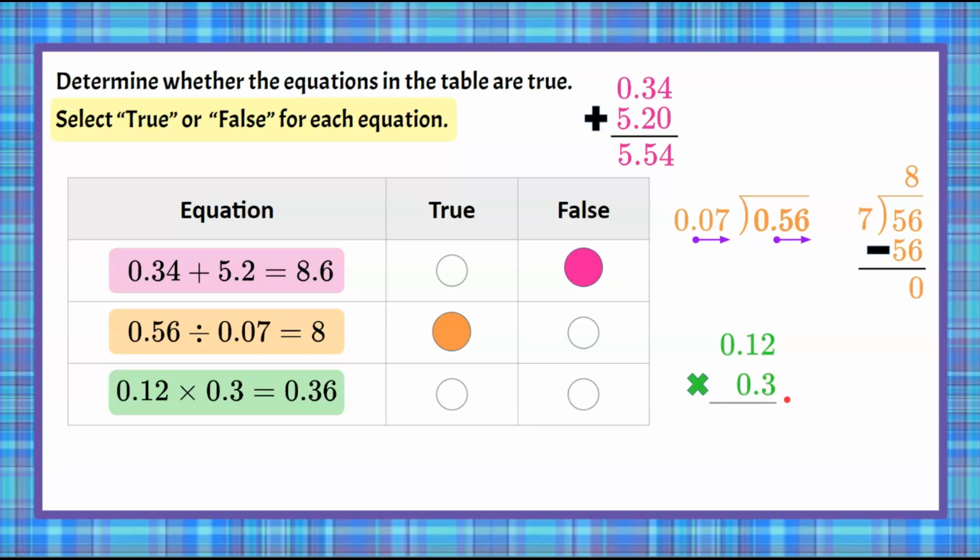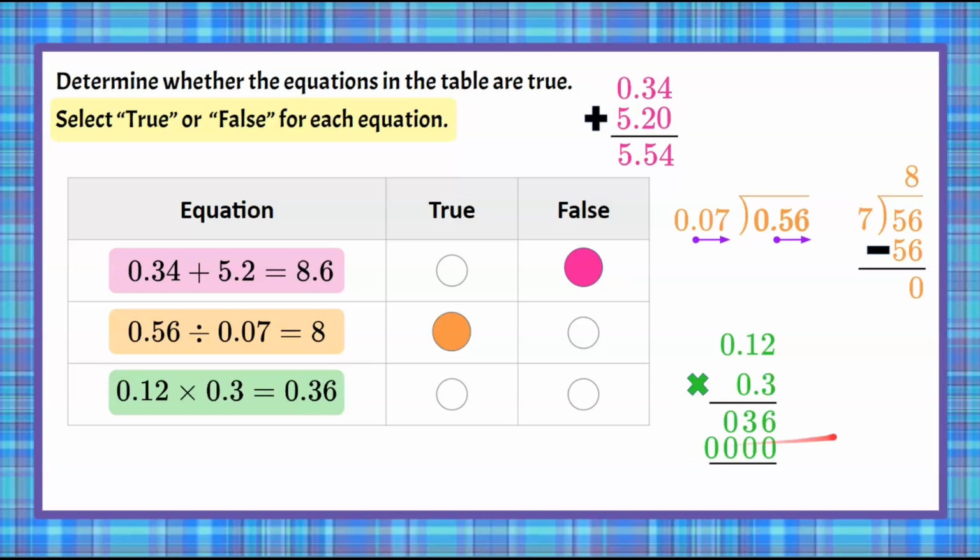Now we're ready to multiply. 2 times 3 is 6. 3 times 1 is 3. 3 times 0 is 0. So that's our first row. Now we're going to put a 0 in the placeholder and start the second row, 1 digit to the left. 0 times 2 is 0. 0 times 1 is 0. And 0 times 0 is 0.